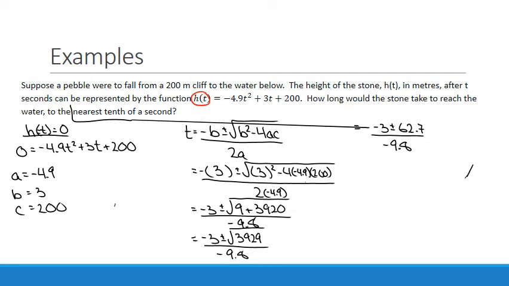And again, I have two expressions here, so I'm going to split them up and solve them both. We'll see what we get. So T1, I'm just going to call it, is negative 3 minus 62.7 divided by negative 9.8. And then T2 over here is negative 3 plus 62.7 all over negative 9.8.